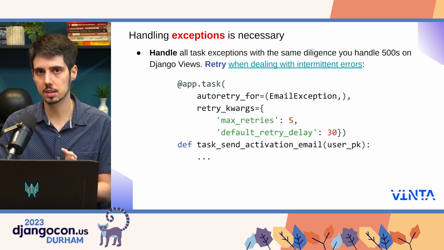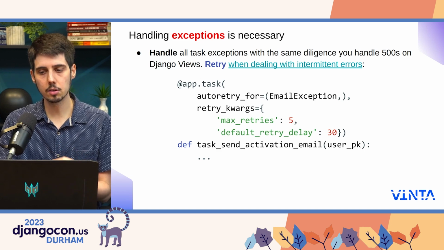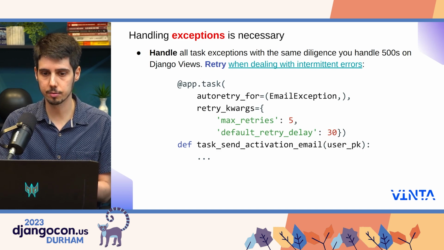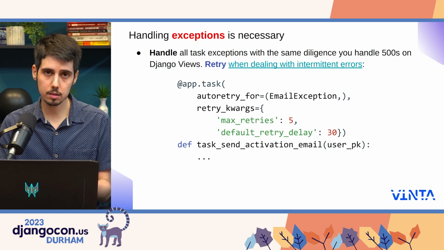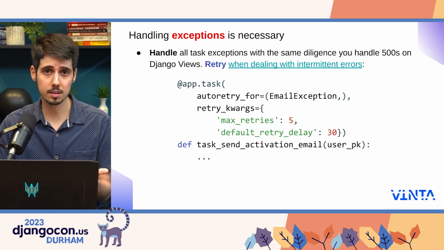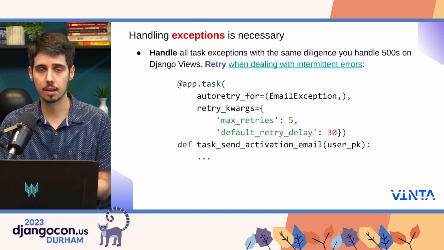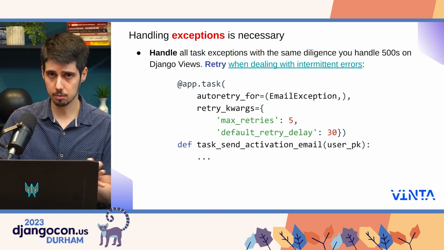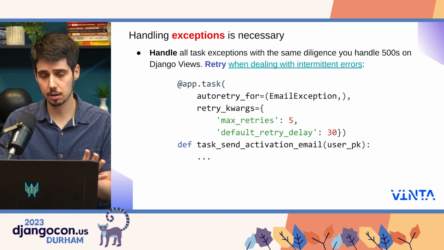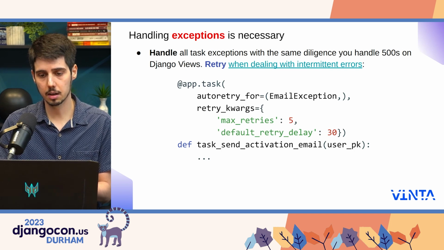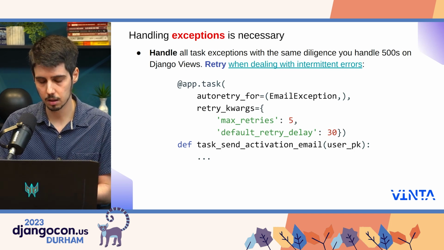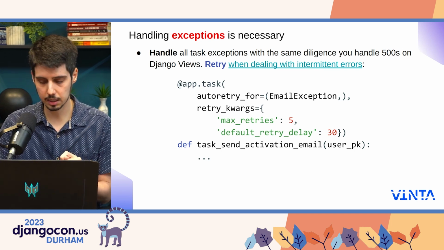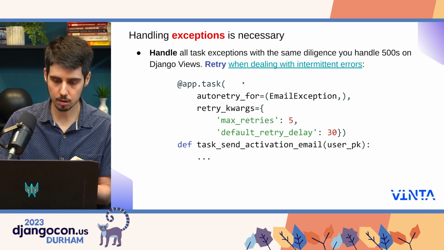You should handle task exceptions with the same diligence that you handle 500 errors on Django views. If you have intermittent errors, or if you depend on external APIs, things like that, you should use retries. There is a great retry functionality in Celery. Just be careful with long retries because there is a catch that I'll mention later.